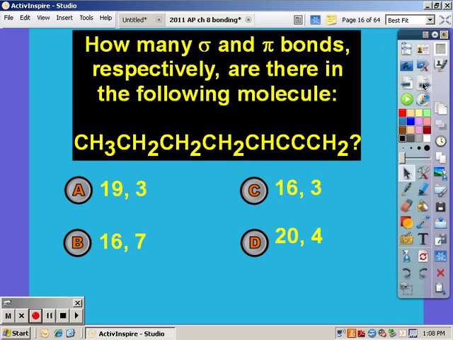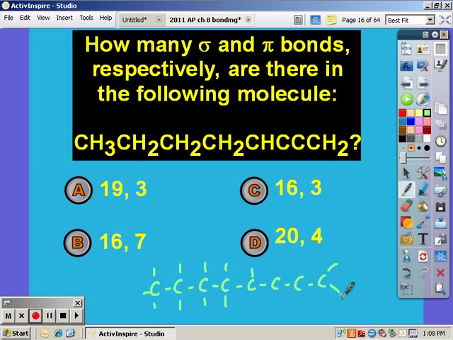Go ahead and pause the video and try this one on your own. To do this one, you need to draw out the structure and figure out how many single, double, and triple bonds you have. So to draw it out, I had 8 carbons, 3 hydrogens, 2 hydrogens, 2 hydrogens, 2 hydrogens, 1 hydrogen, no hydrogens, and 2 hydrogens.